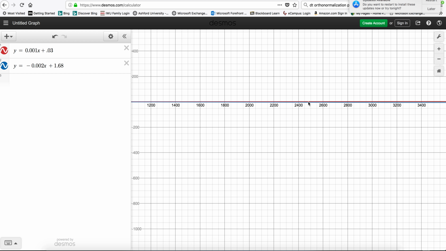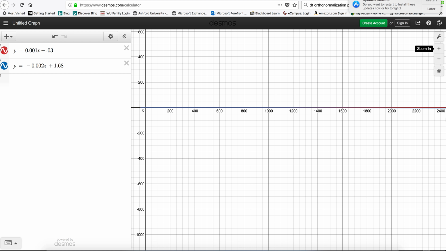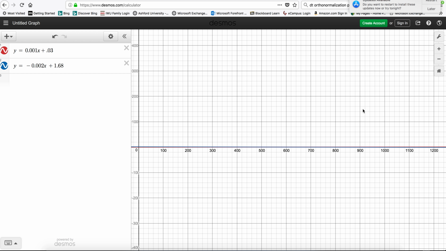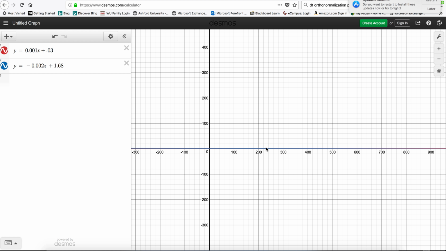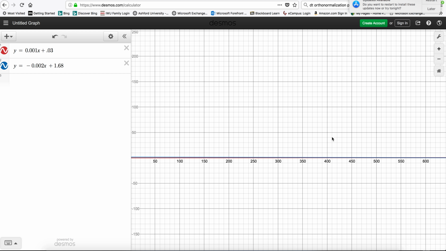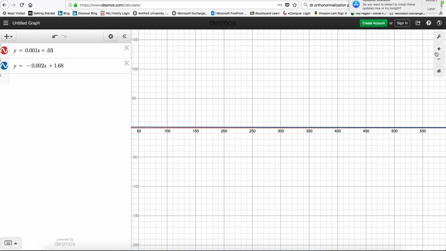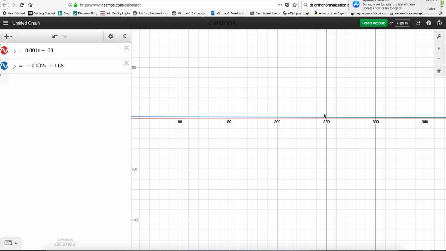So I'm going to kind of play with this window. And I really only want to see things that are positive here. And if you notice, as I'm zooming in closer, it's going to be a little bit harder to see those intersection line points that were coming up earlier. But you can start to see here how I've got the orange line and the blue line.